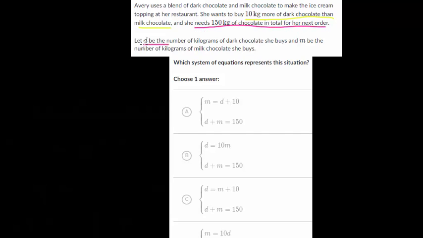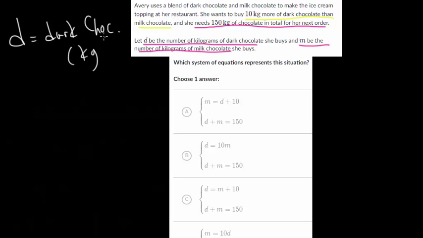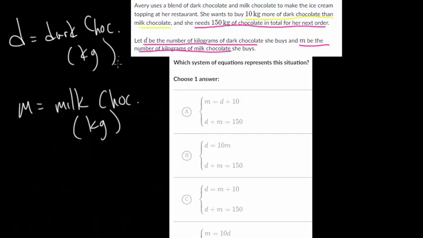So D is the number of kilograms of dark chocolate, and M is the number of kilograms of milk chocolate. So let's write that down. So D is the dark chocolate, and we'll say it's in kilograms. And M is the milk chocolate. And again, this is going to be in kilograms. So we've defined our variables. Now we just need to use our key numerical information to figure out the two equations.